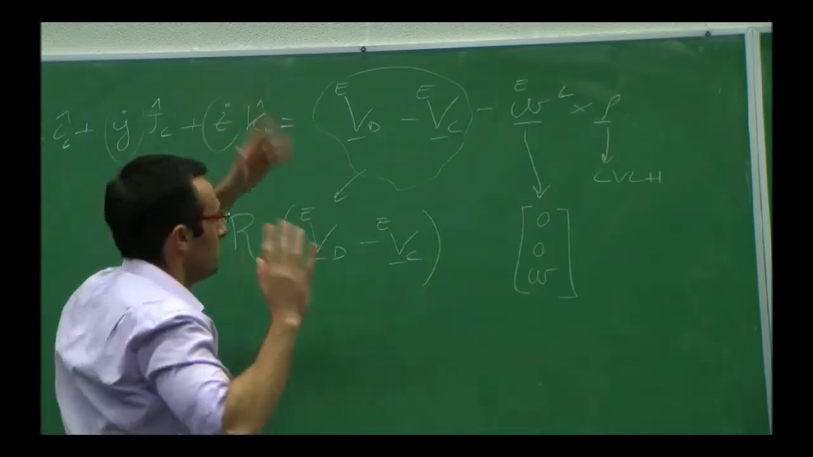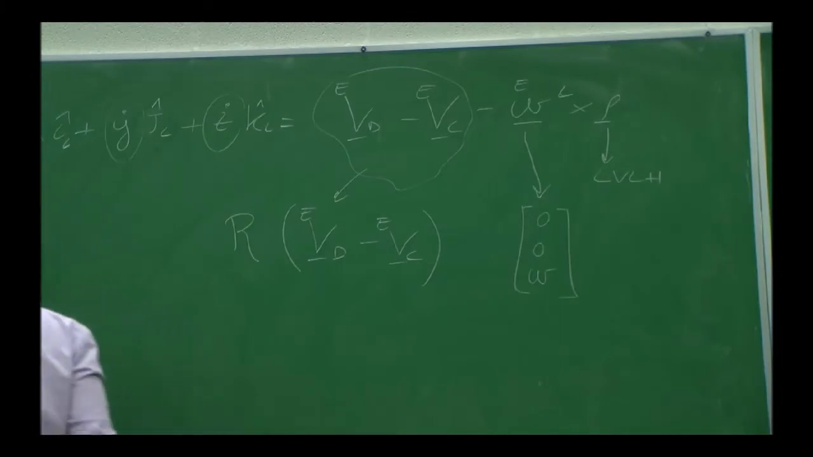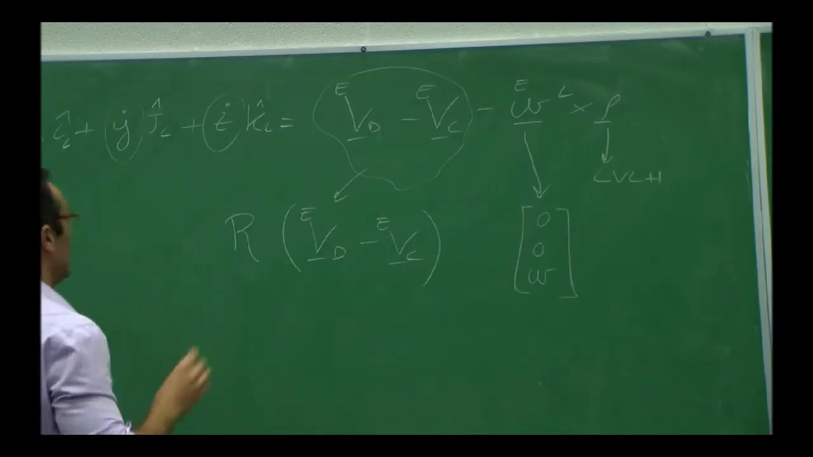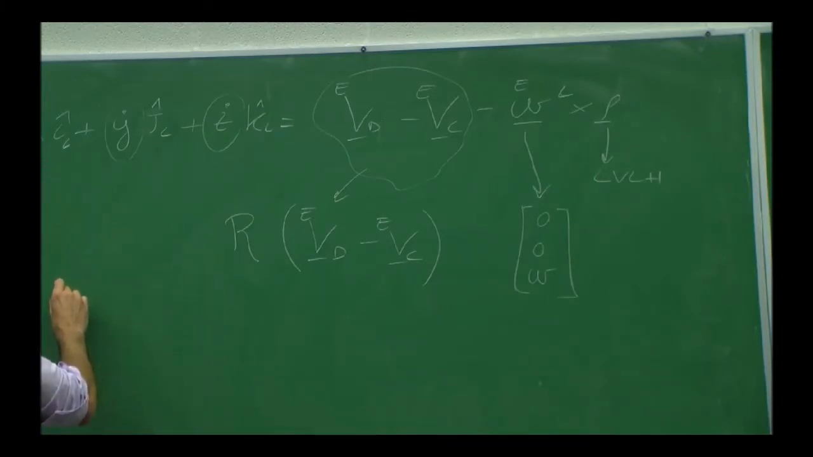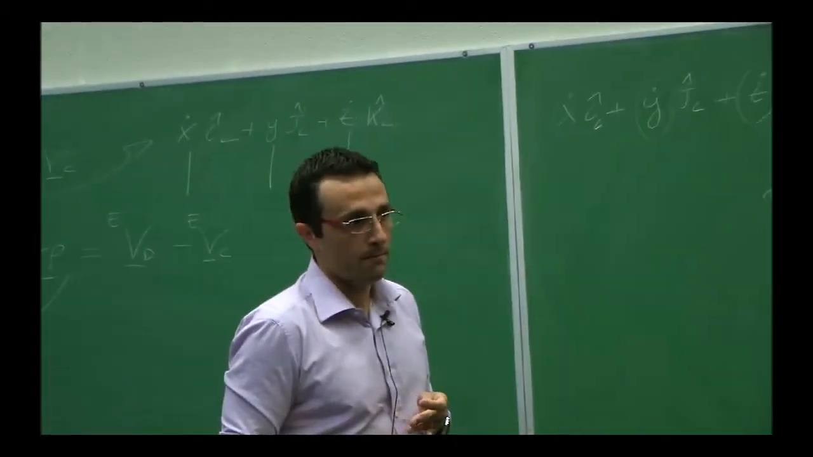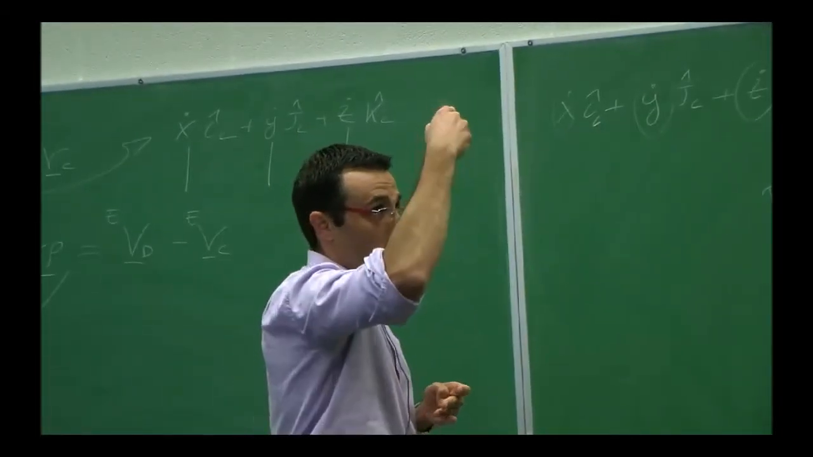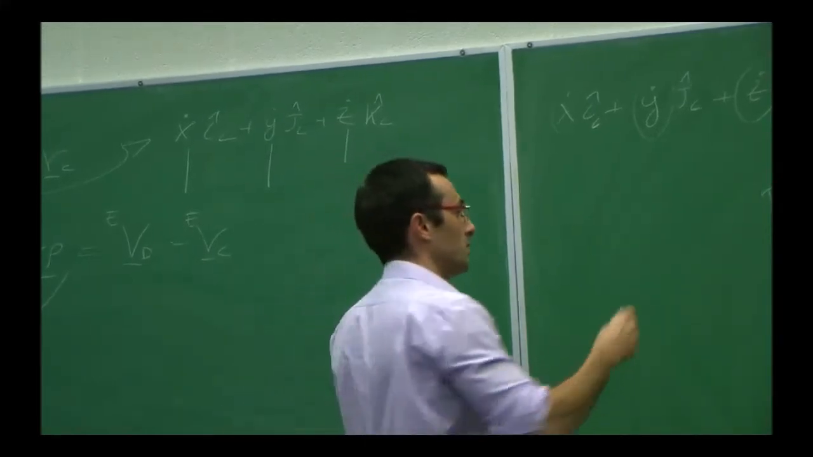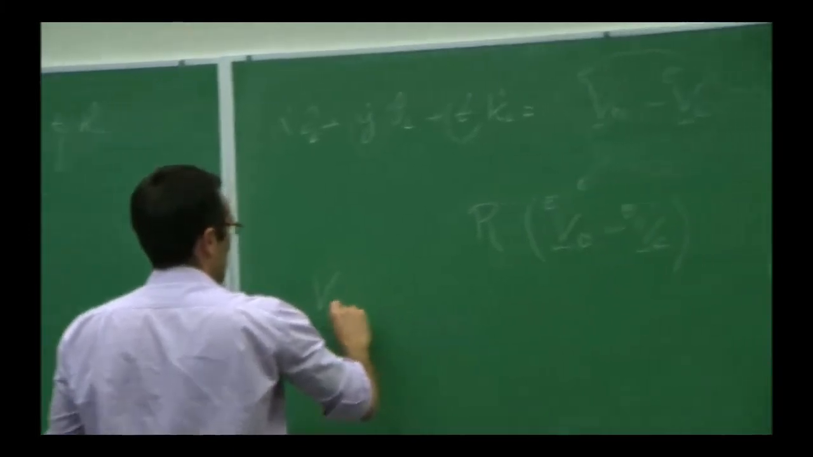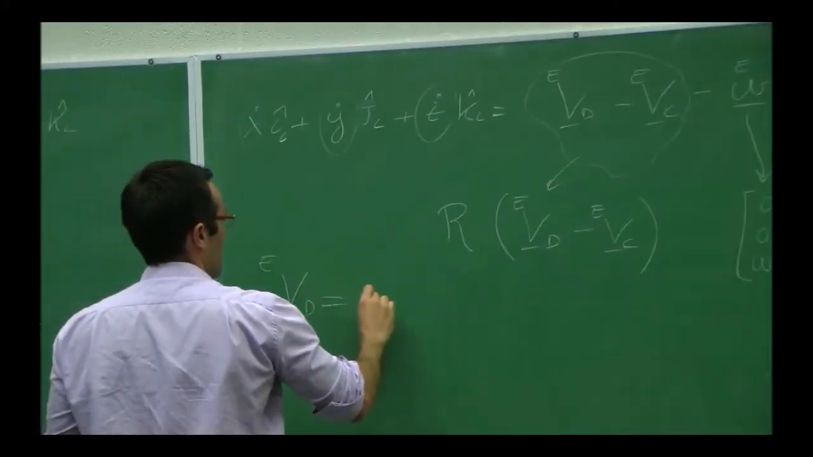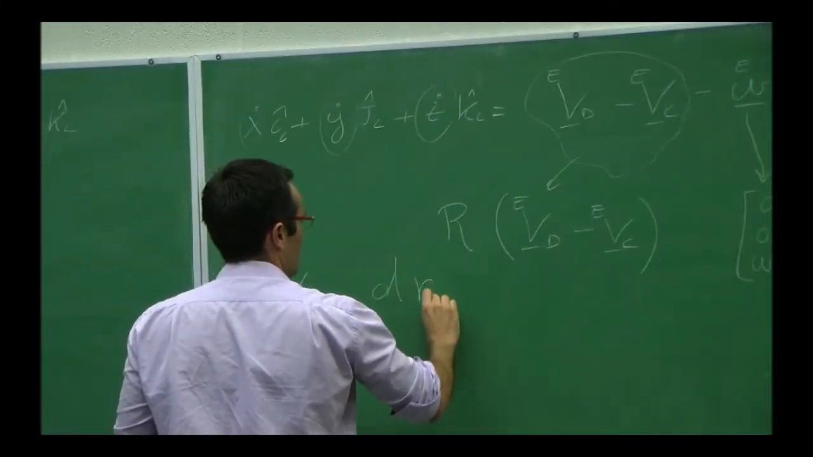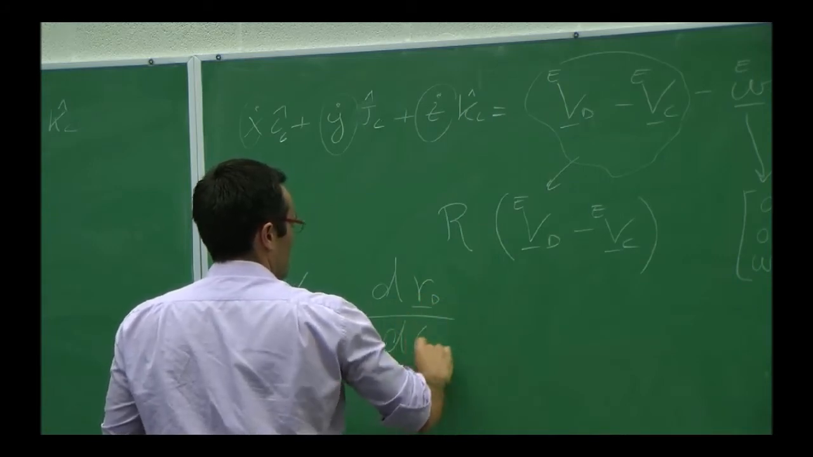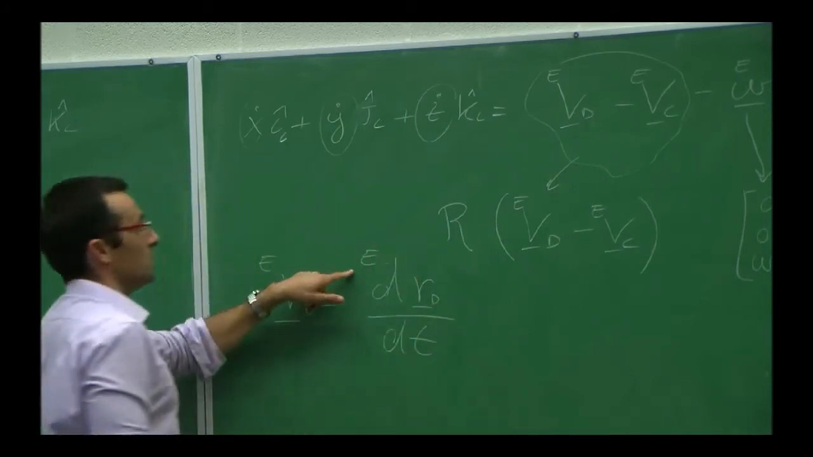Remember, I don't know if you remember, but I may have said at the beginning, I hope I did, that when I take the rate of change of a vector in a certain frame, the left superscript means the frame where the rate of change has been computed. So basically, VD in E just indicates that this is the rate of change of the radius of the deputy, and this rate of change is taken by the E observer.